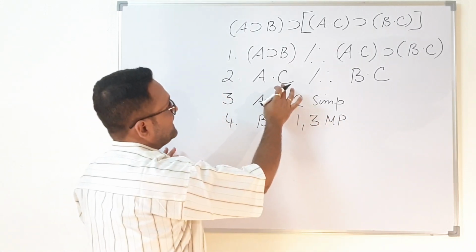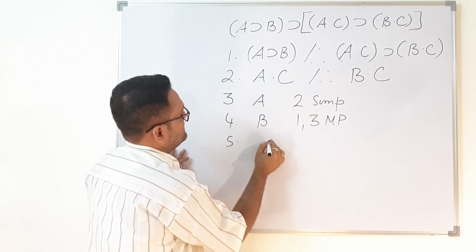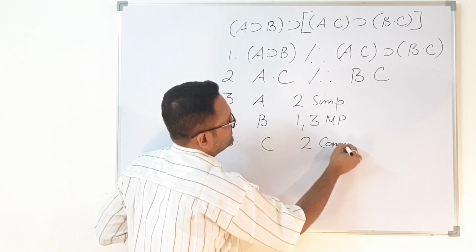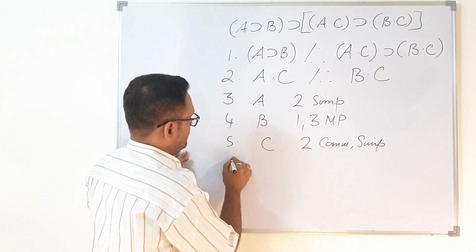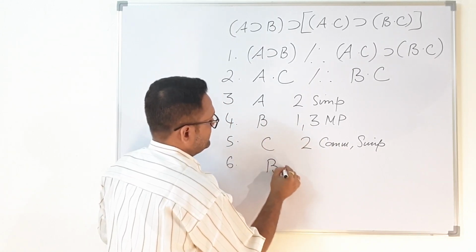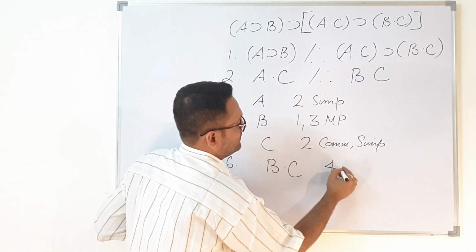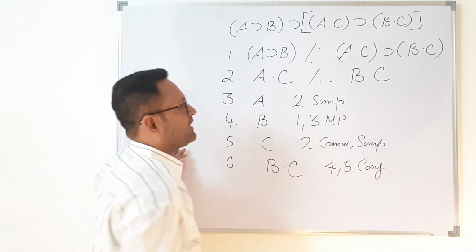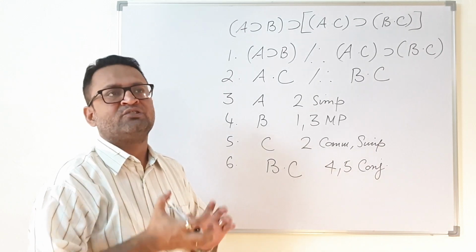Okay. Now simplify C as well. C. So it's 2, commutation, simplification. Fine. Line number 6. Conjoin these two, B dot C. This is 4, 5, conjunction. And your answer has arrived, right? So it's pretty simple, and there is nothing to worry about.